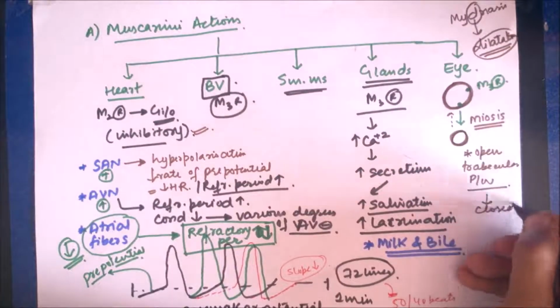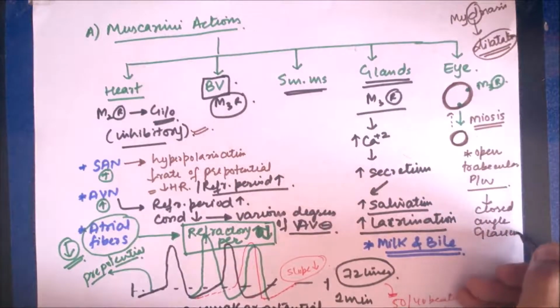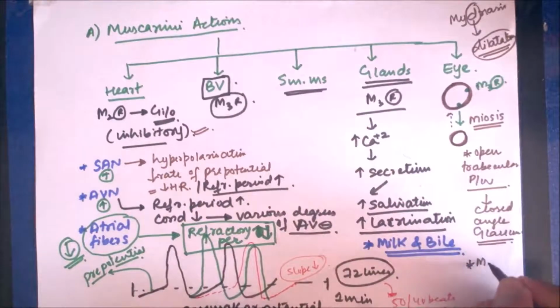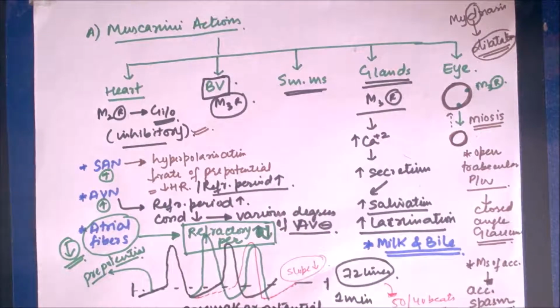Now this miosis results in opening of trabecular outflow pathways, so it's quite useful in closed angle glaucoma. Now these M3 receptors are also present on the ciliary muscles or muscles of accommodation, so the stimulation of these receptors will cause accommodation spasm.